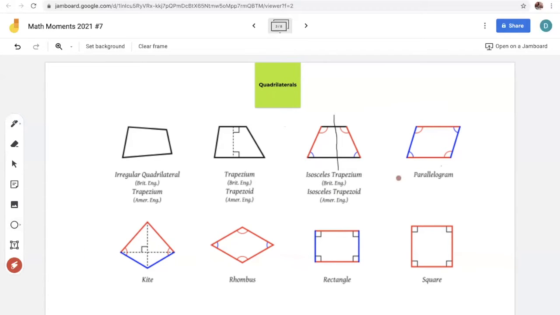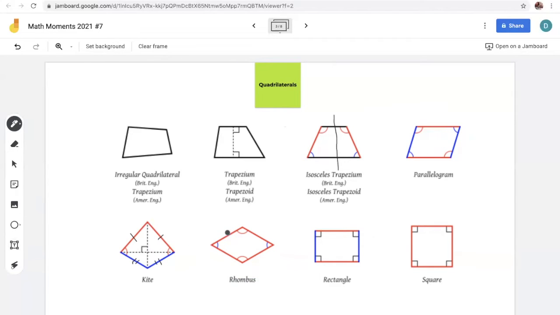The next shape is a parallelogram. Now a parallelogram, which is a mouthful, has two sets of parallel sides. So you can see the blue ones and the red ones are parallel. So the blue and the blue and the red and the red. A kite has two sets of sides that are the same. So you have these red ones here and you have these blue ones here. What makes the kite special is that the sides are adjacent to each other, or in other words, right next to each other. A rhombus has four sides that are exactly the same.